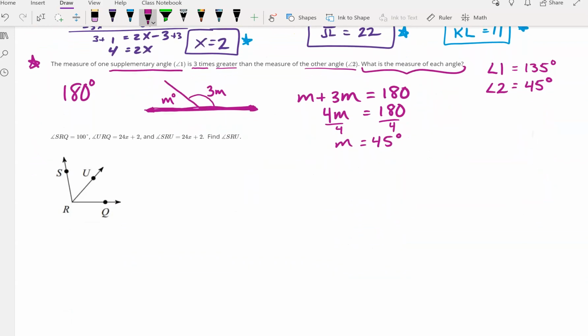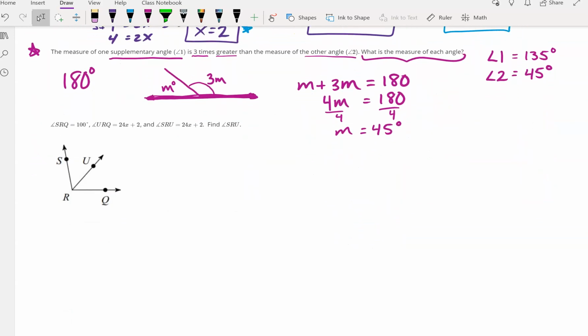Let's look at this last one right here. And part of what you need to do with information that is given for a diagram is I always label things as I come across the information. And you're going to have to read carefully so that we can answer this final question. Okay, so let's read carefully and label some things.